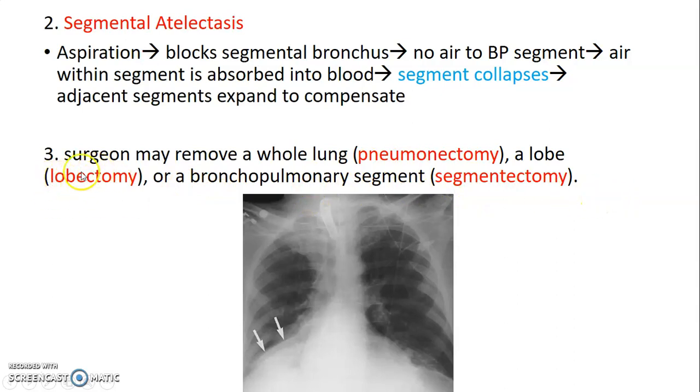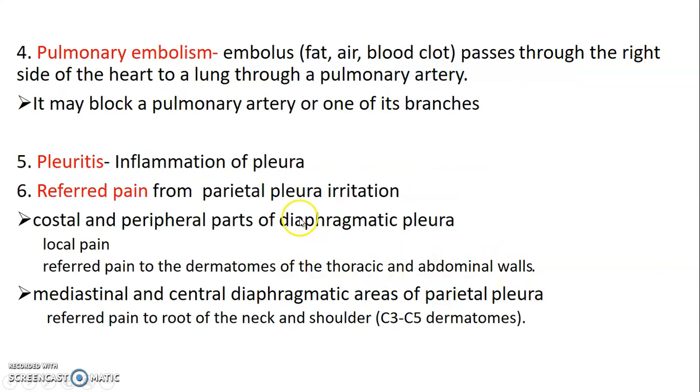Then the bronchopulmonary segment can be resected when it's affected by disease or cancer, that's segmentectomy. You can remove a whole lobe, that's lobectomy. And if a whole lung is affected, you can actually do surgery to do pneumonectomy, where a whole lung is removed. Pulmonary embolism is when you have emboli, either fat, air, or blood clot, in the pulmonary vessels.